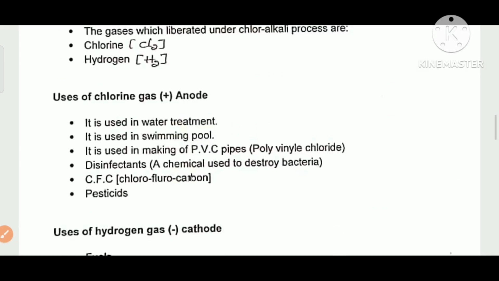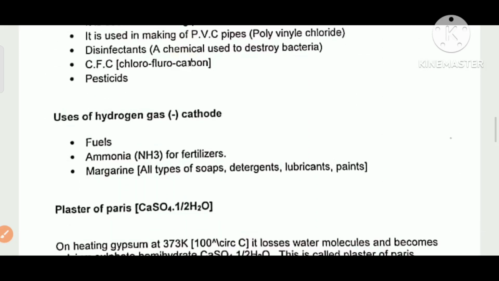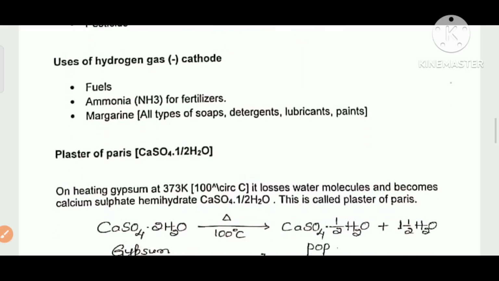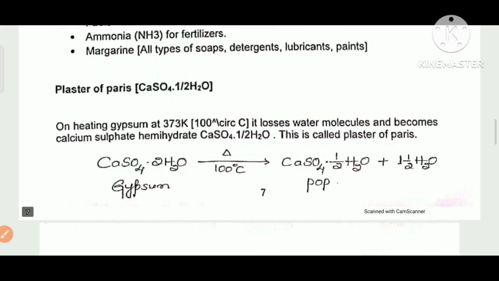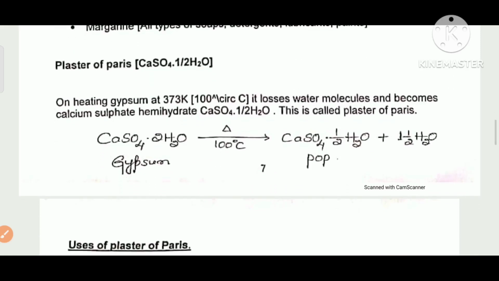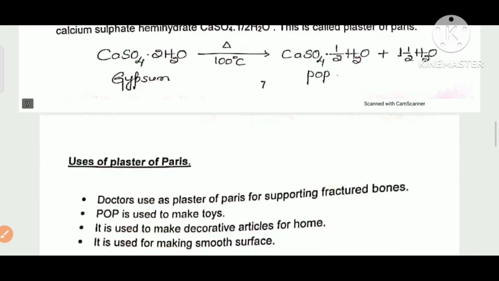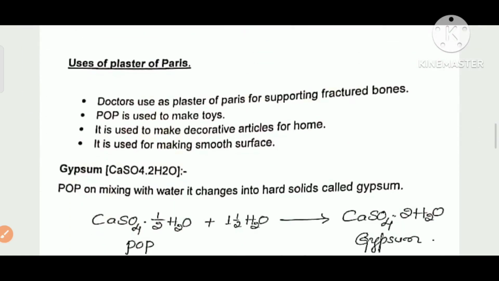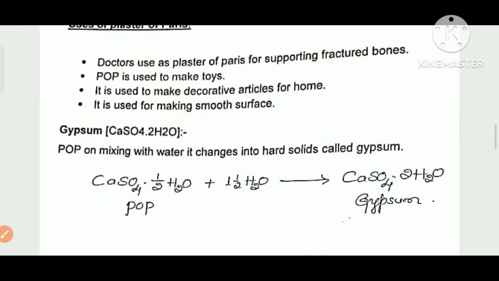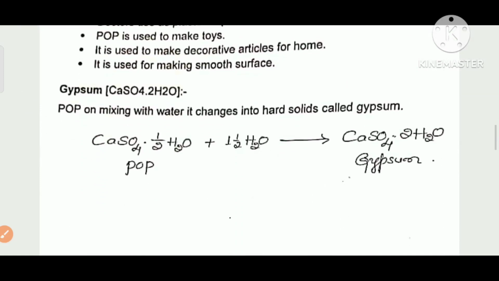This one is in the salts concept, you will see again. So, the uses of hydrogen gas, the points are there. Now the preparation of plaster of Paris as well as gypsum is the easiest way, just go through it. Next, uses of plaster of Paris, 4 points I have given, just go through it. And such like only, preparation of gypsum is just the opposite of POP, just go through it.